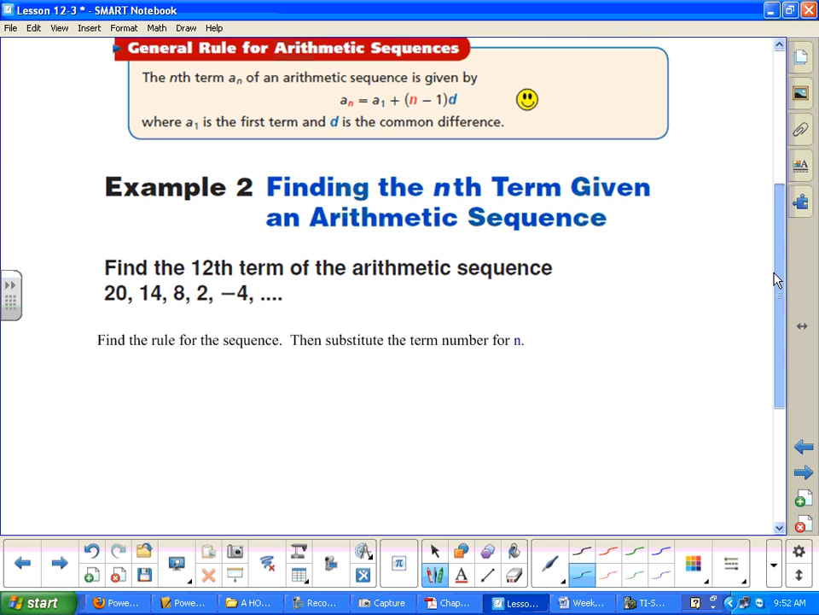So here they want us to find the 12th term of the arithmetic sequence. So to find the 12th term, that means I want to find a sub 12, which tells me that n equals 12.